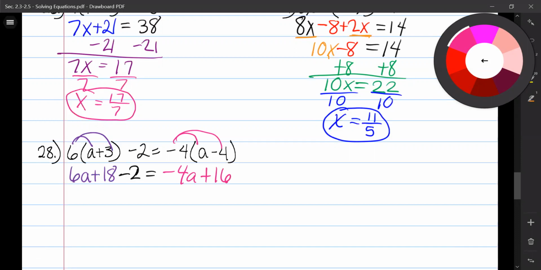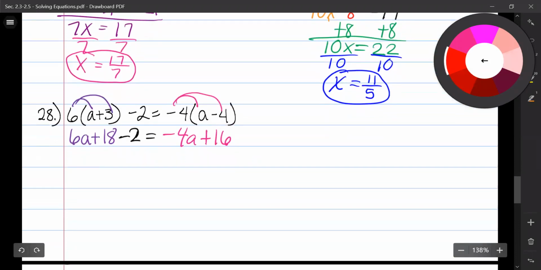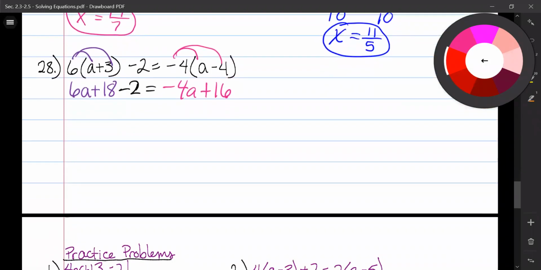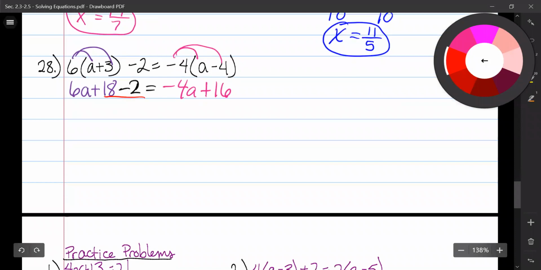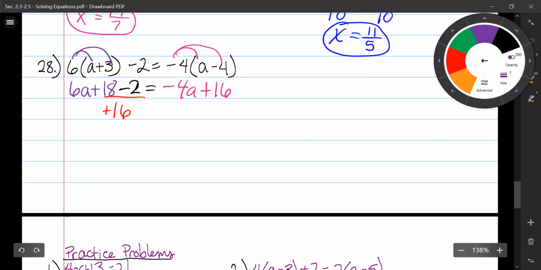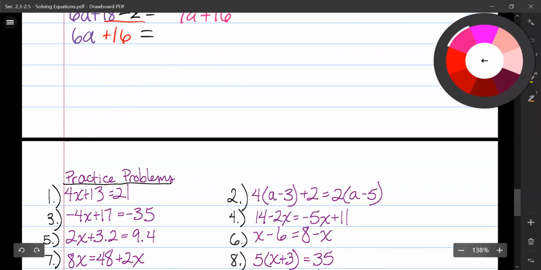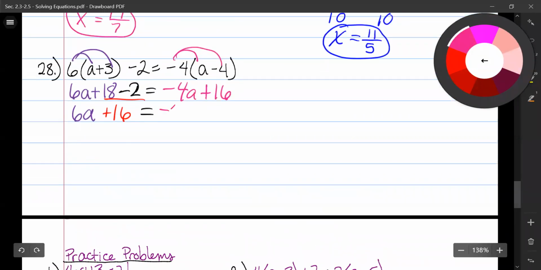And then looking at the left side of the equation, we can combine the like terms. 18 minus 2 is positive 16, and then I'm just going to bring everything else down. So I have 6a plus 16 equals negative 4a plus 16. All right, so this time it's using a as the variable instead of x, which is fine.